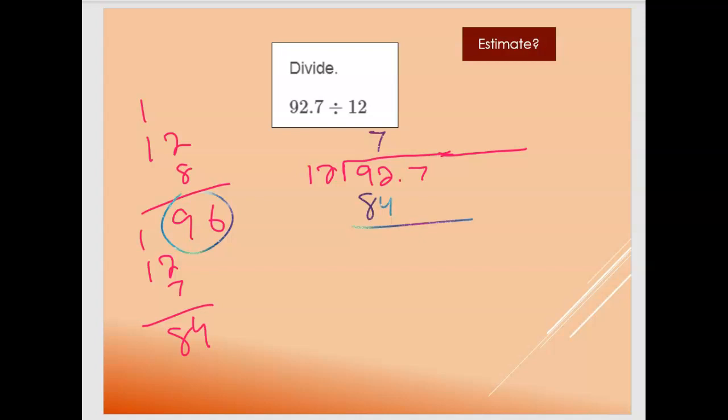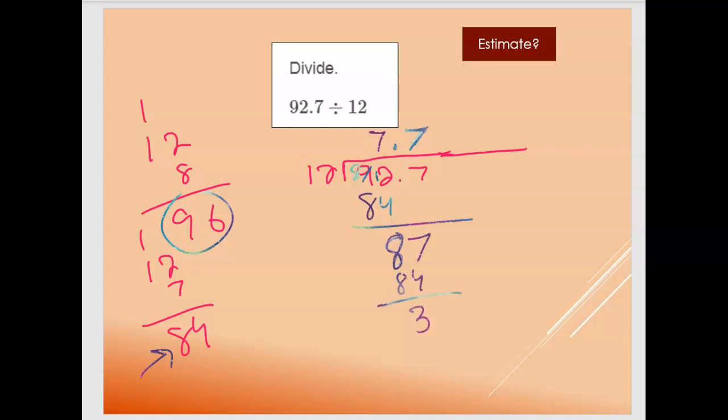92 minus 84 is 8, right? If we borrow from the 9, make that an 8, make that a 12. 12 minus 4 is 8. Bring down the 7. Got my Galaxy pen here. How many times does 12 fit into 87? Well, we just figured out that 12 times 7 is 84. So I think it's going to be 7 again, right? And let's make sure our decimal point's there. It's got to be lined up very neatly. 7 times 12 is going to be 84 again.